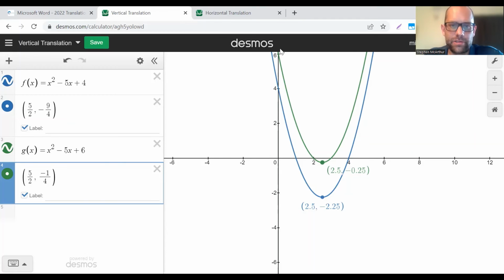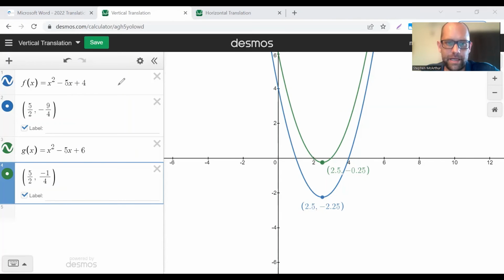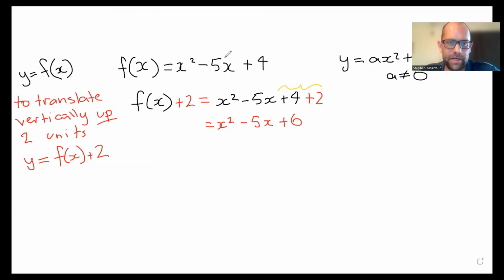We'll just quickly go back to the whiteboard very quickly. And that correctly translates it 2 units up. I'll do another one for you really quickly.